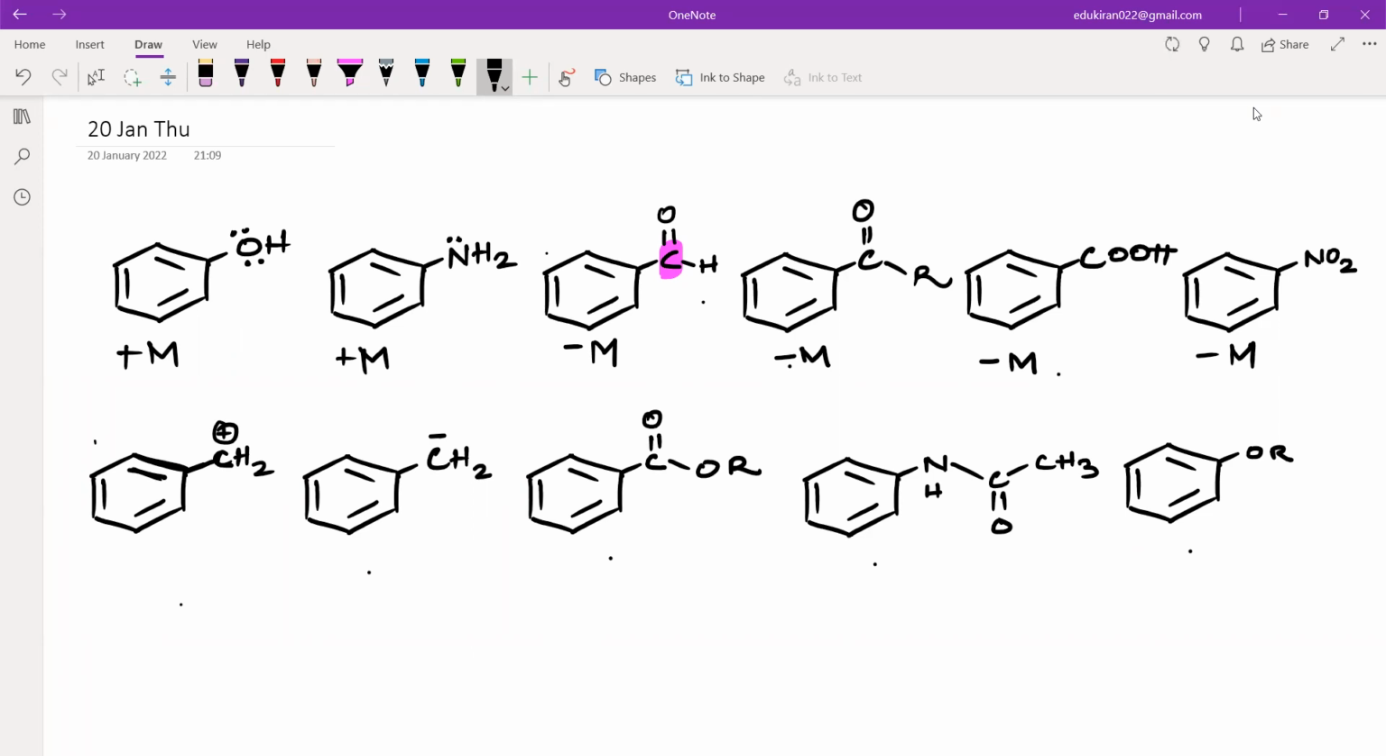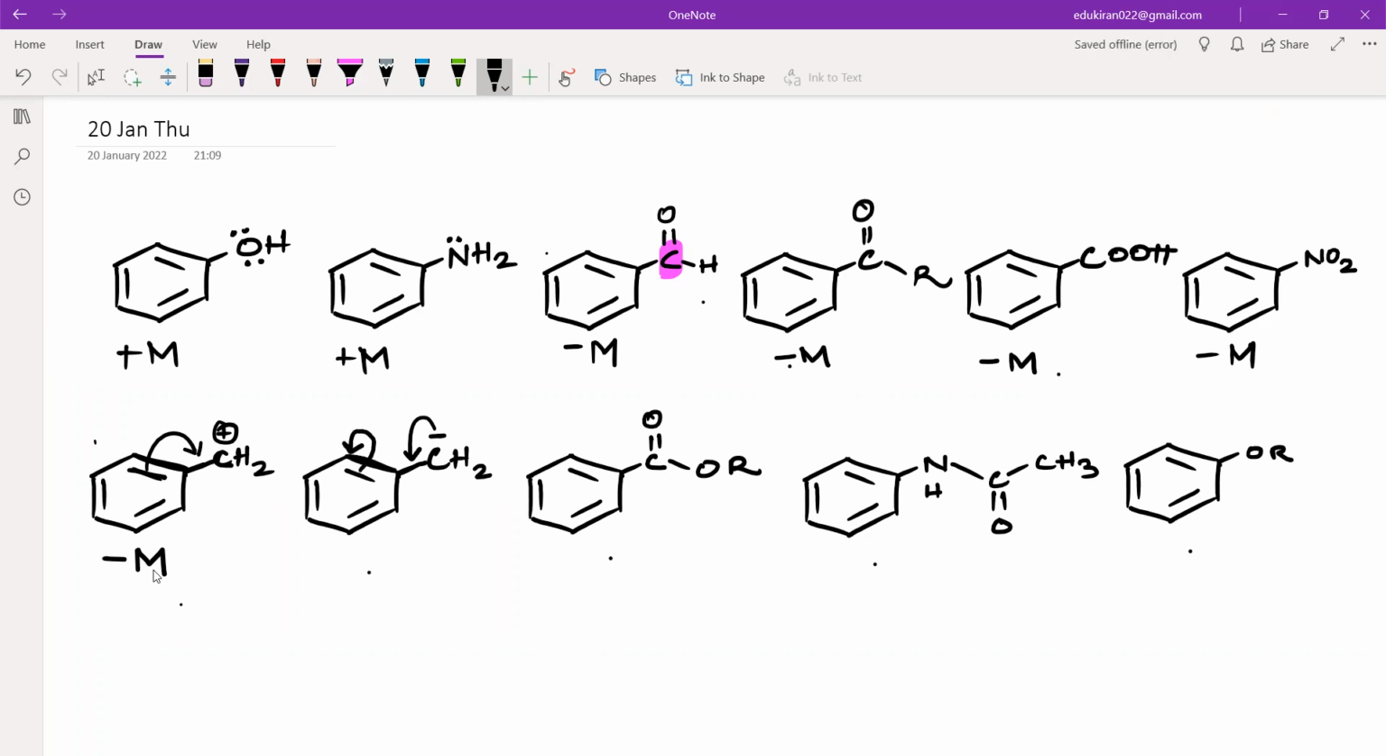Yes, sir. Now, can you see that resonance is like this? So minus M, because it is pulling electrons away from the benzene ring, right? Okay. Now this is what? A double bond B, single bond C, and C has a negative charge. So in this case, the resonance will be something like this.